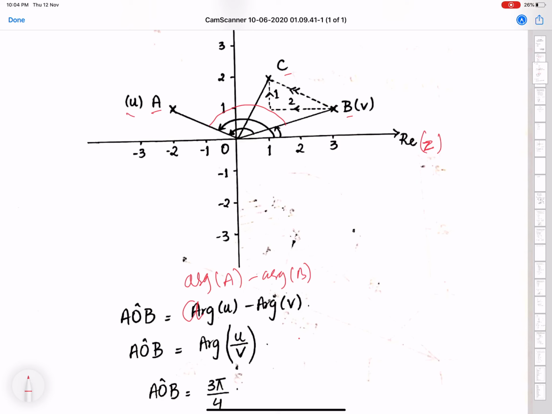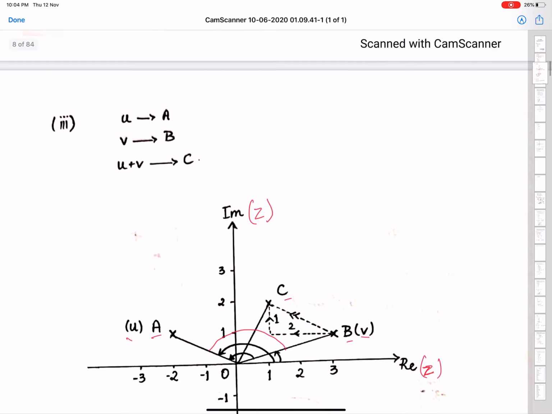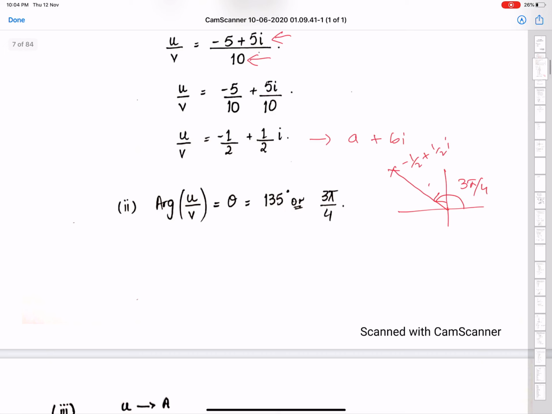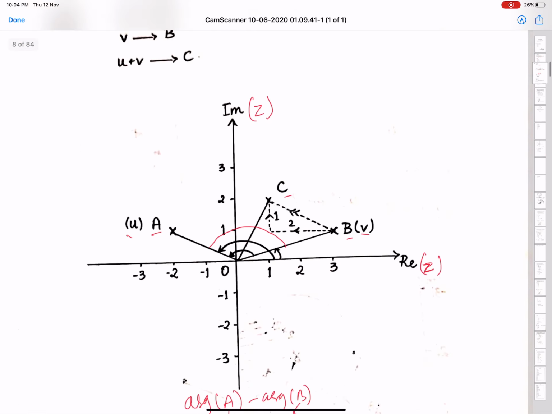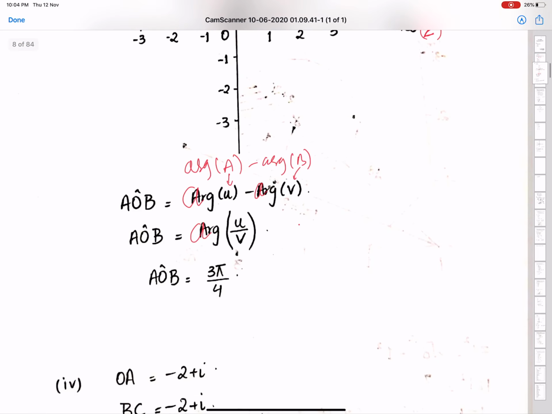And you know A is u and B is v. So you will write, substitute A by u and substitute B by v. Therefore, this will be AOB is argument u upon v, and you have done argument u upon v in the previous part. It's 3 pi by 4. So you can copy your answer here. Argument u upon v is 3 pi by 4, shown.